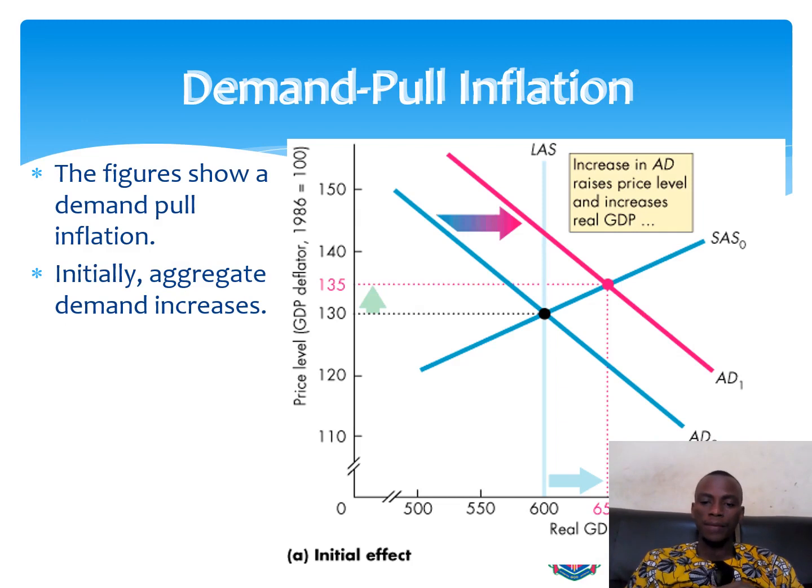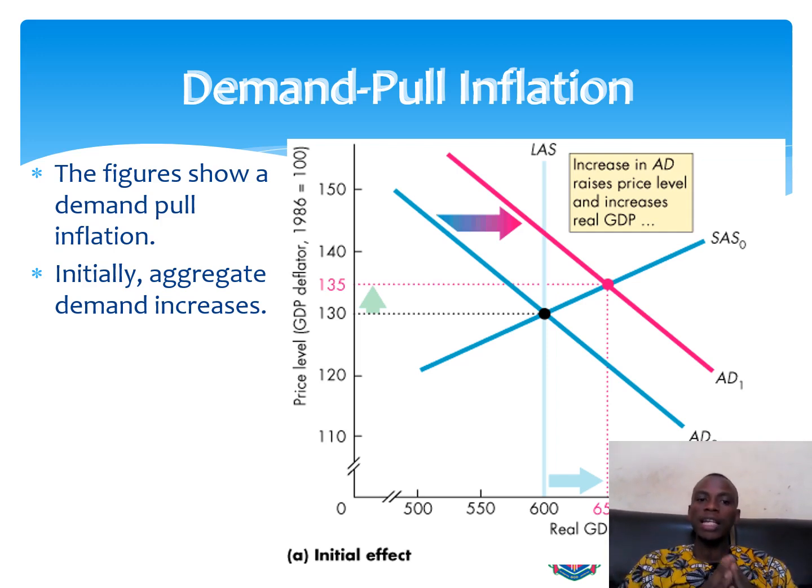If aggregate demand increases once, that's not big enough to cause inflation. So this is the graph which illustrates the demand pull inflation. You're seeing our initial demand is AD naught, and we have our short run aggregate supply, SAS naught. Initially our real GDP is 600. Real GDP is that GDP for which inflation has been catered for. And then our price level is 130.